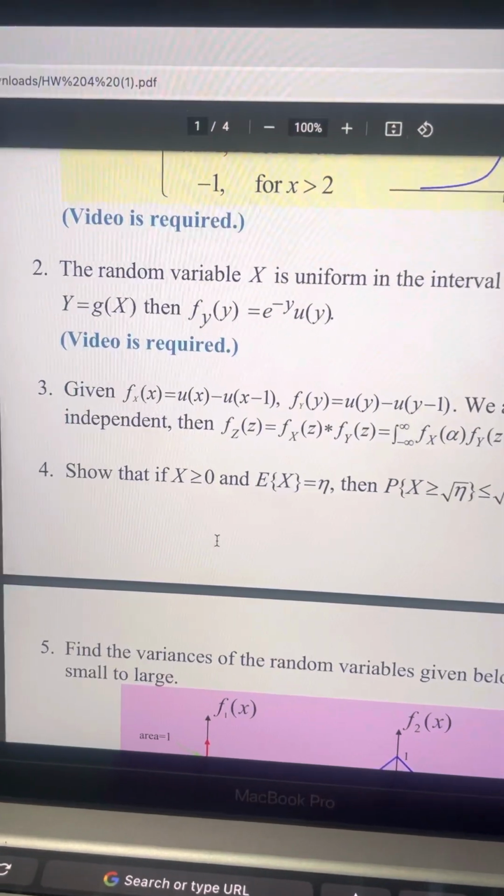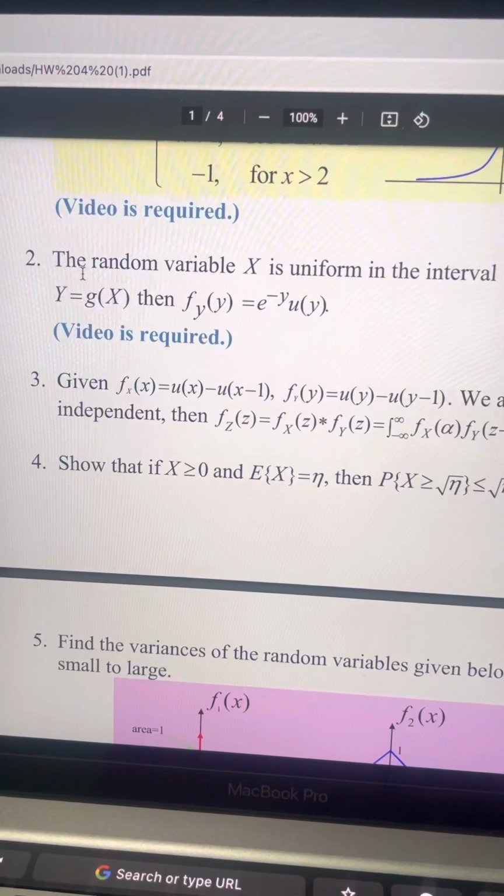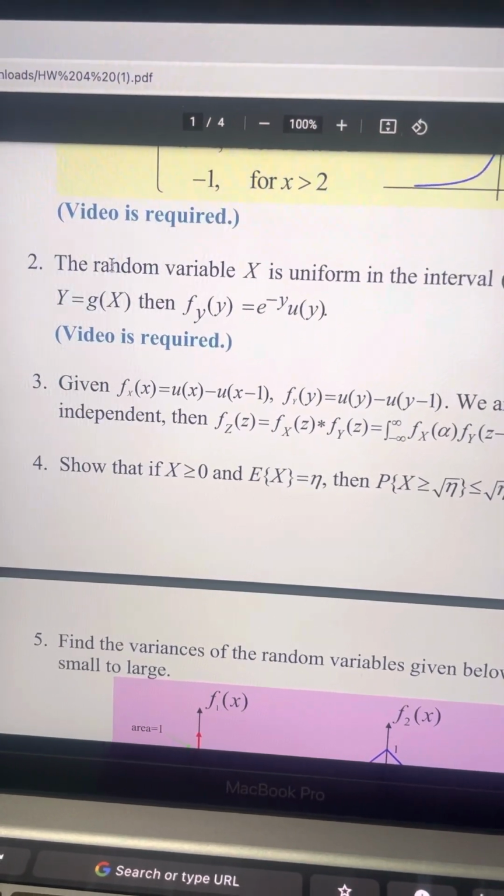Hi everyone. So now I'm going to show you how we solve question number 2, homework 4.